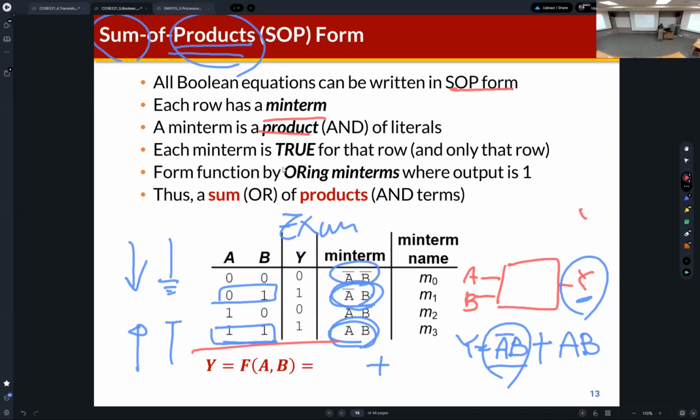Then, what is the sum of products? Product means the multiplication of two variables, and I believe you already know about the sum.